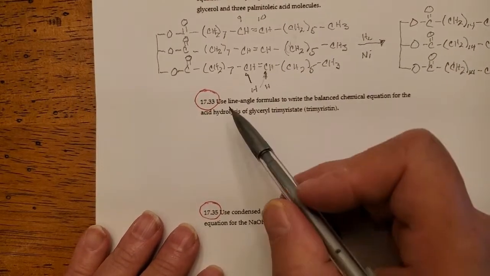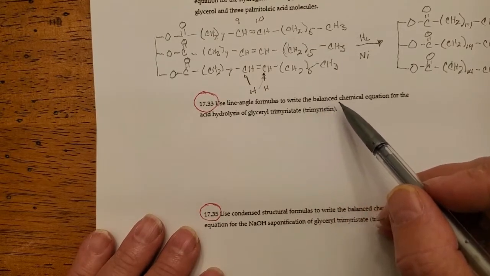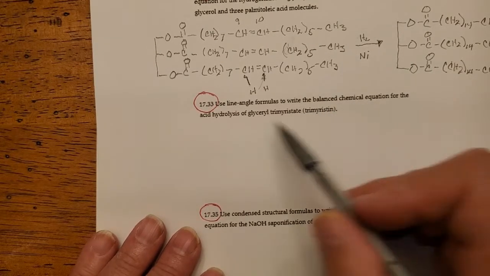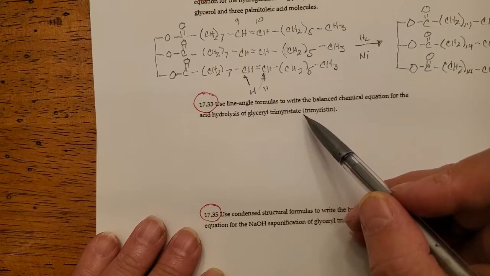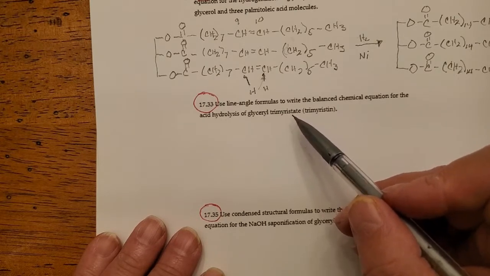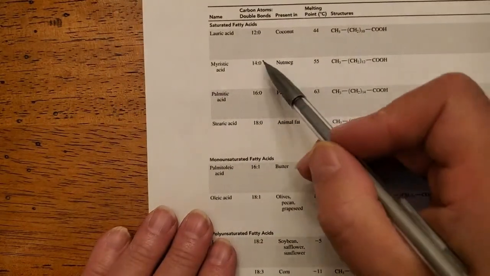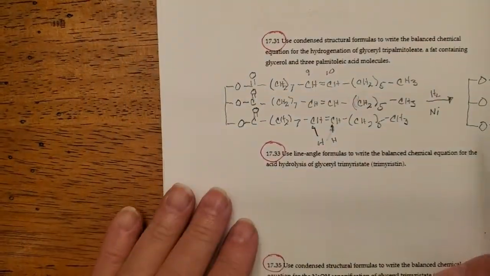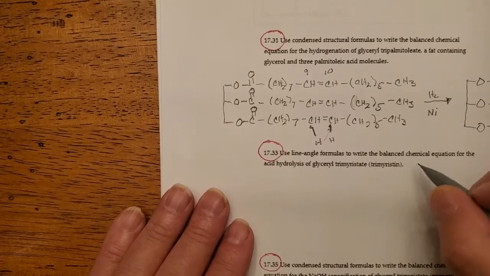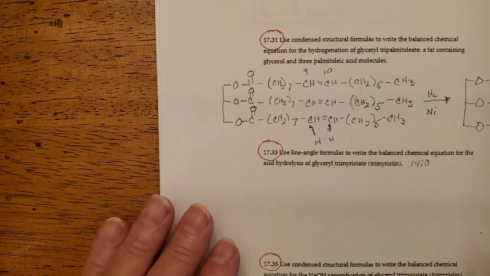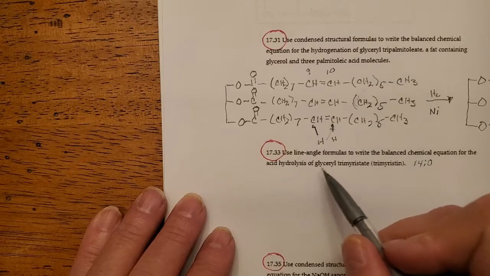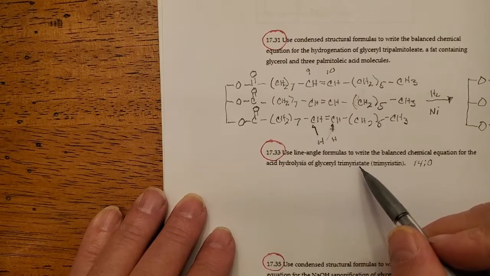Okay. Now use the line angle formula to write the balanced chemical equation for the acid hydrolysis of glyceryl trimyristate. If you remember, myristate is 14:0. So let's just make that notation. This is going to be 14:0, 14 carbons, no double bonds. For the balanced equation, we're going to start with glyceryl trimyristate.